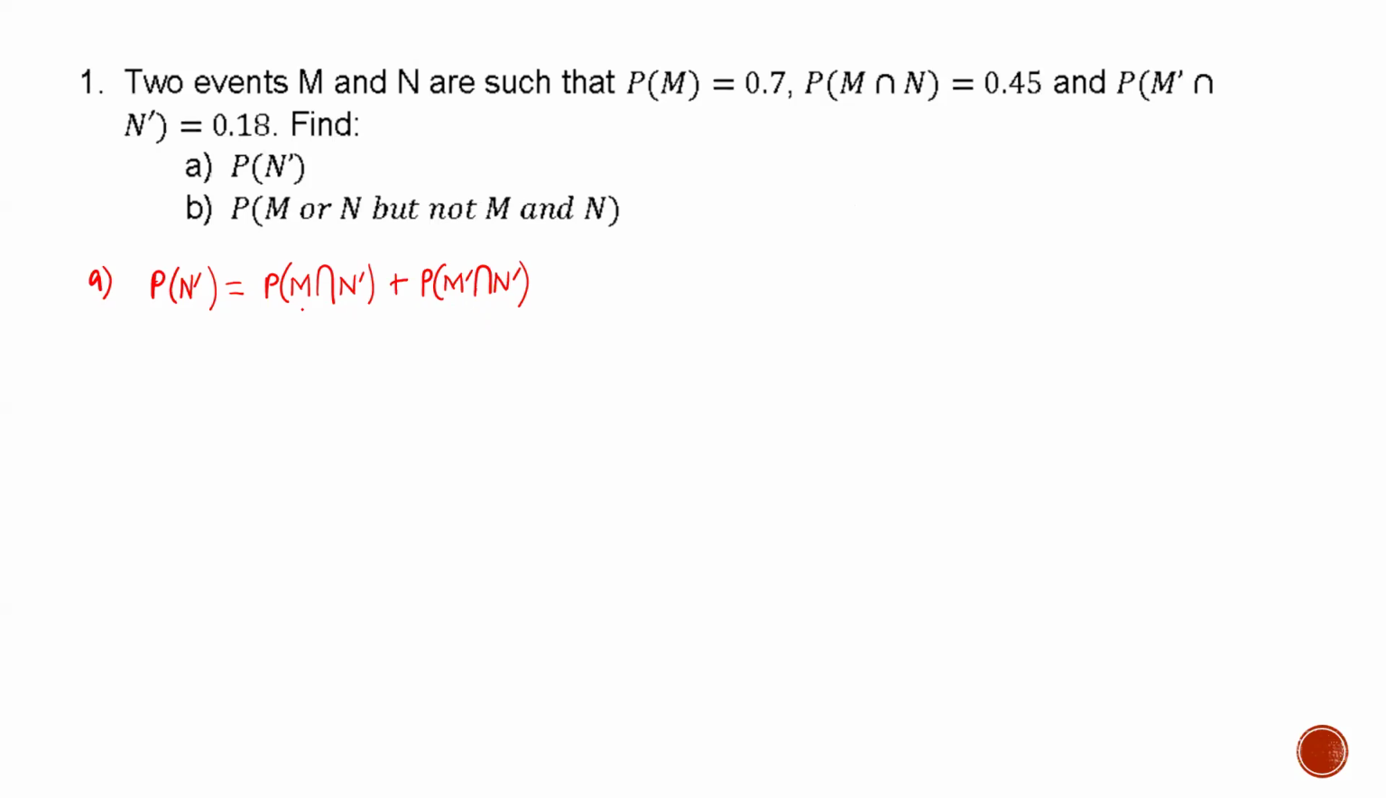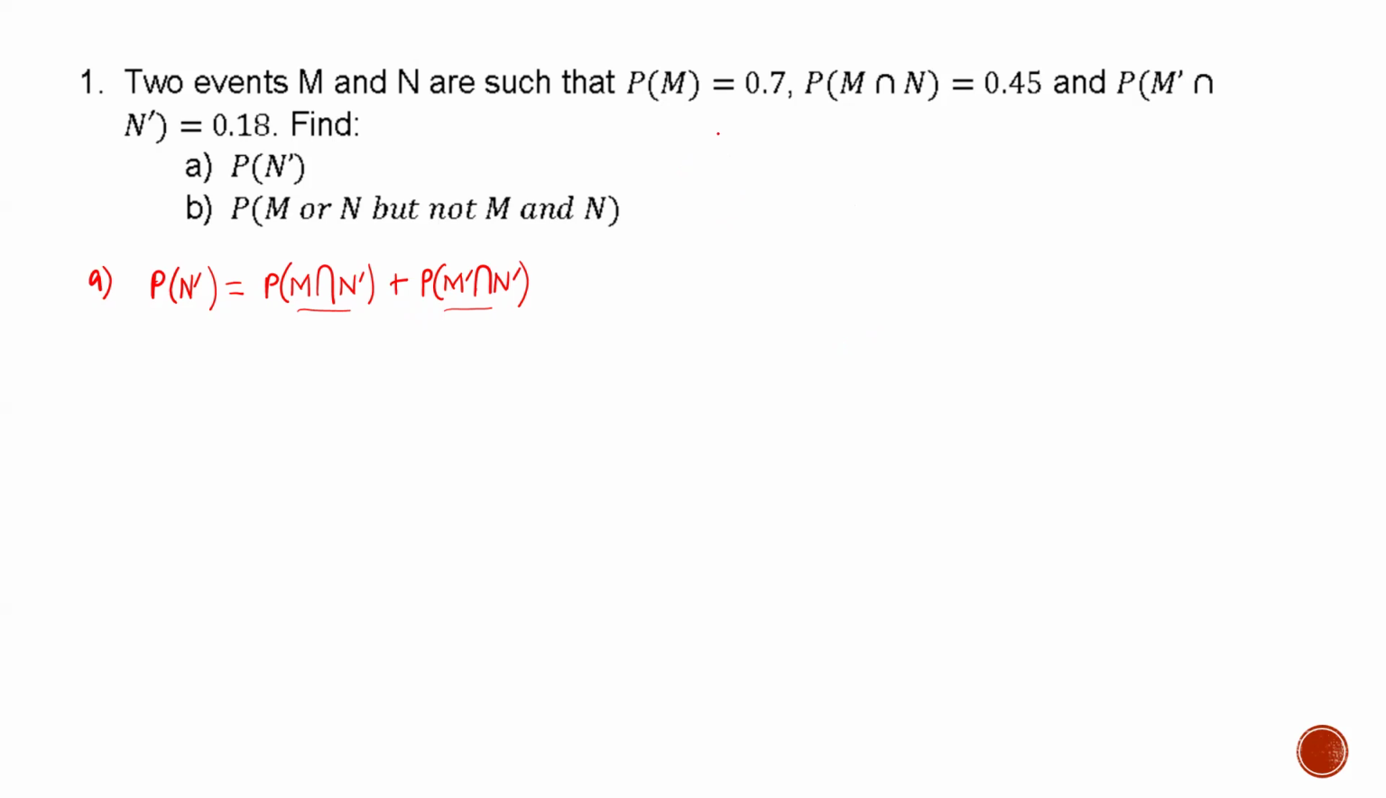And these two sets, M intersection N complement and M complement intersection N complement, are two disjoint sets. And so their union is in fact N complement and is the sum of the two. The probability of the union is the sum of the two probabilities because they don't have an intersection. These two sets, this set and this set, don't have an intersection.